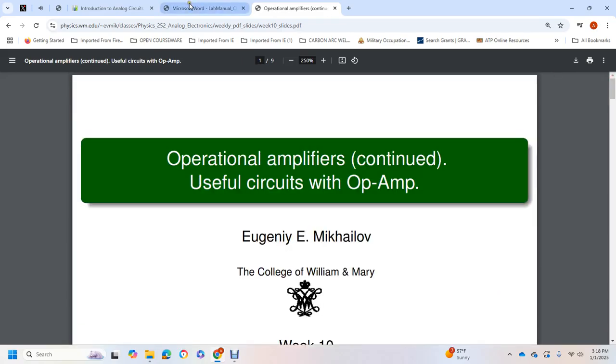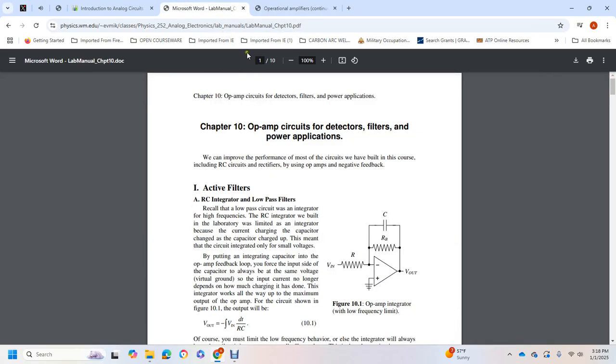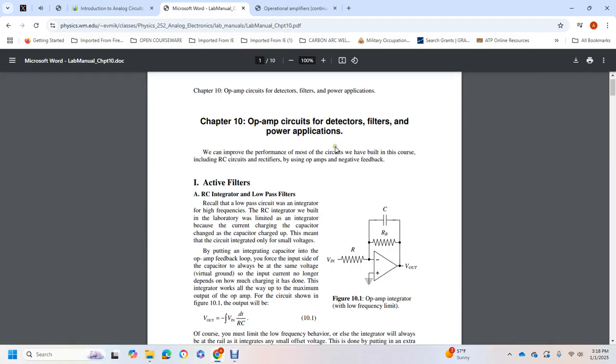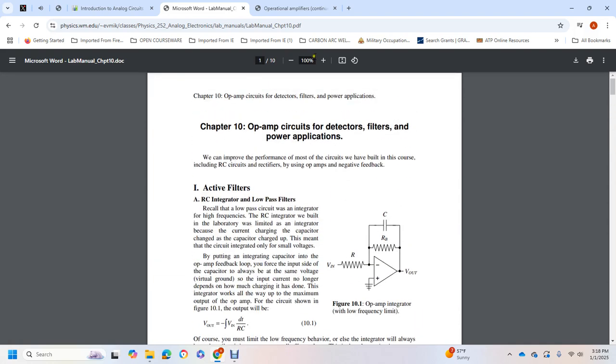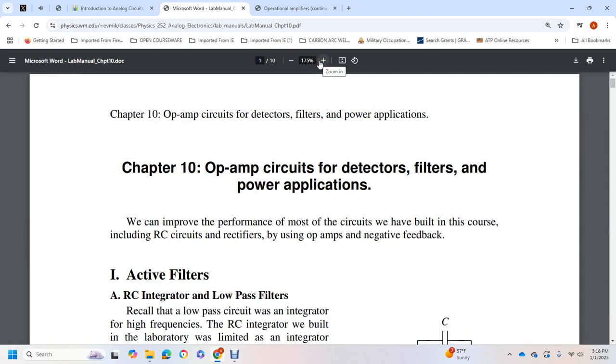Okay, that wasn't very great, but I'll read you the next set of notes. Let's look at it in chapter 10.